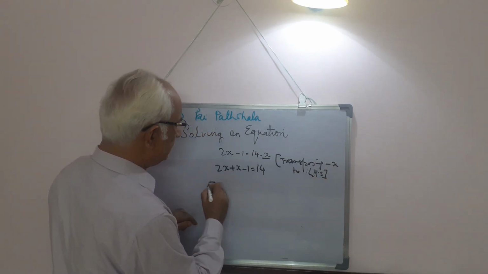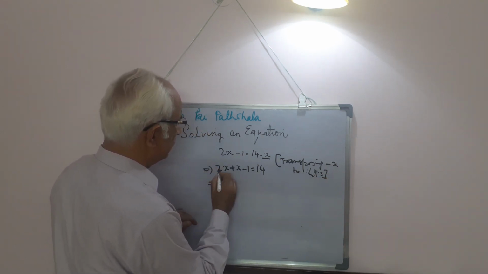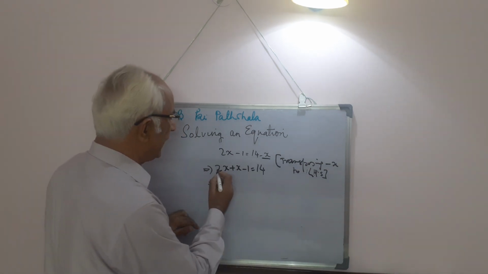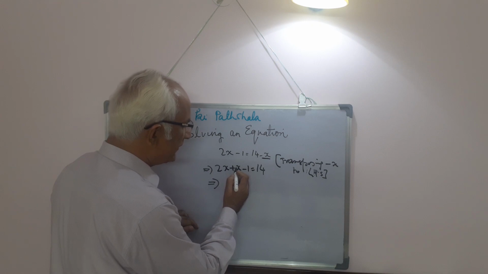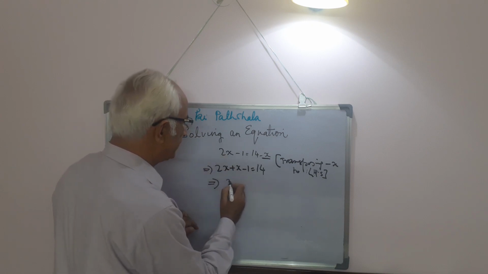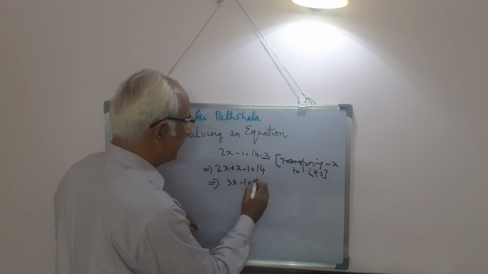So this will become 2x plus x. Basically we have to add their coefficients. We are adding 2 and 1. 1 is not mentioned, but we can assume x means 1x. 2 plus 1 is 3x, minus 1 is 14.